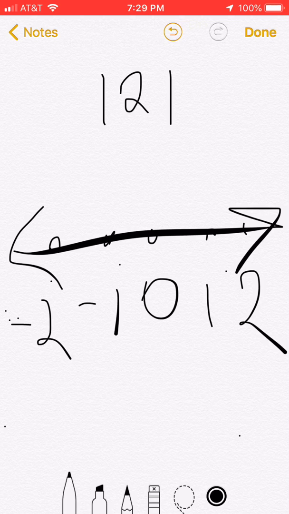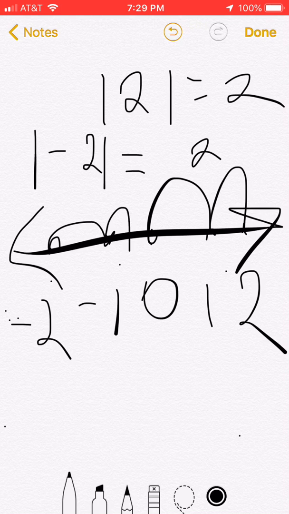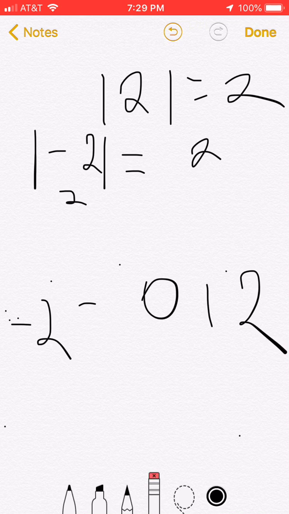And basically what it's asking is how far away is 2 from 0? Well, it's 1, 2 away from 0. Or it's basically asking what is the positive form of the number. So the absolute value of -2 will be 1, 2, 2. Or the positive version of -2 is 2. The positive version of 2 is 2. So you can also use it that way.